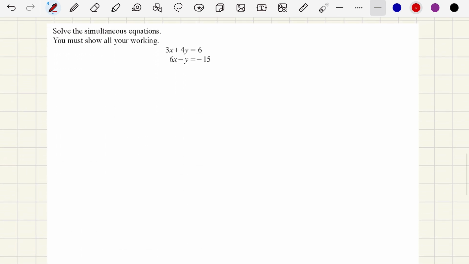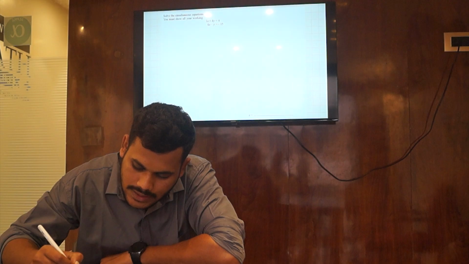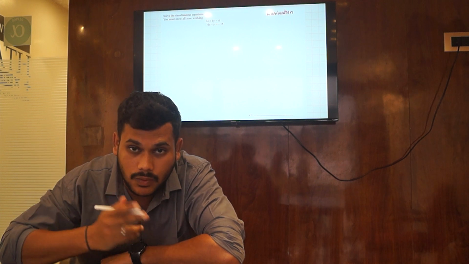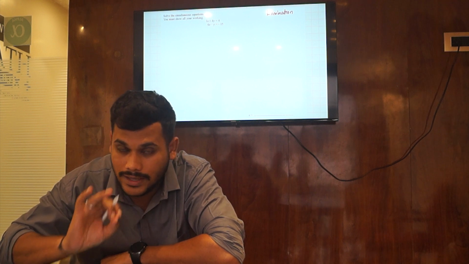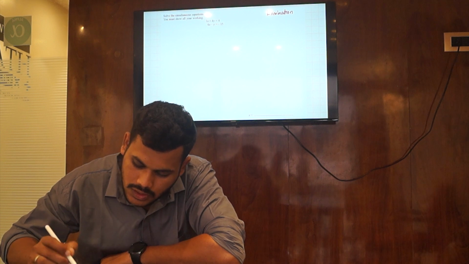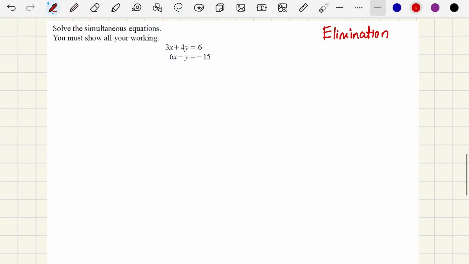Let's take another example. Now here, these are two equations. 3x plus 4y equals 6. 6x minus y equals minus 15. I'll use an elimination method over here. What do you mean by elimination? You are going to eliminate one of the variables, either x or y. So here, y is easy to eliminate because the coefficient of y in the first equation is 4 and the coefficient in the second equation is negative 1. Correct? If I multiply negative 1 with 4, I'll get a negative 4.